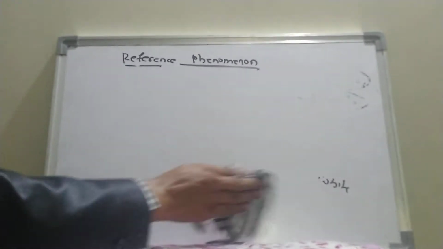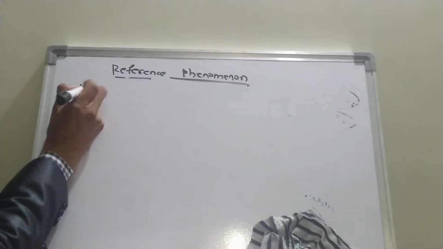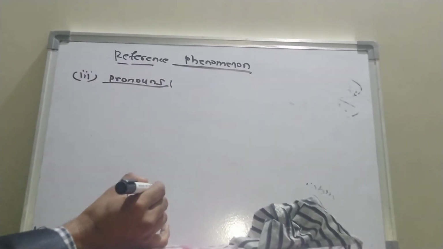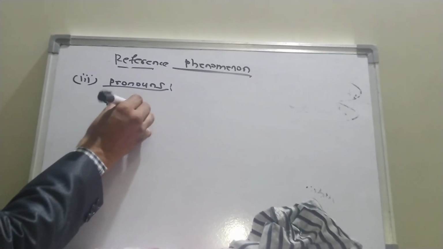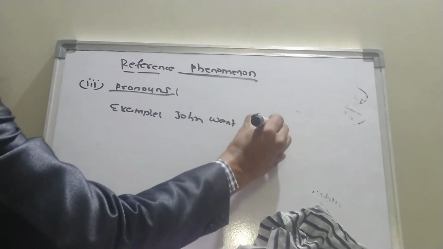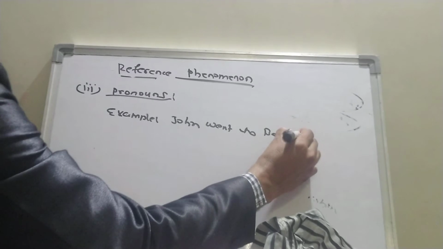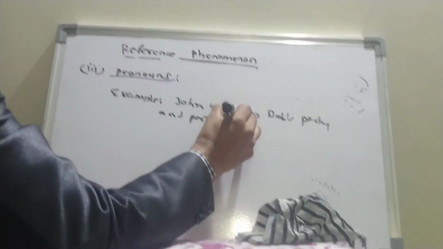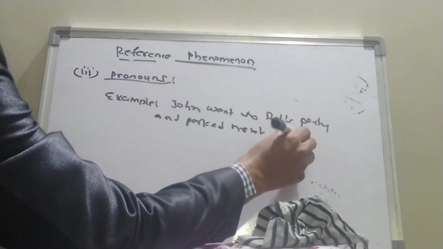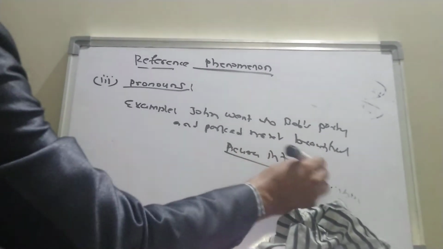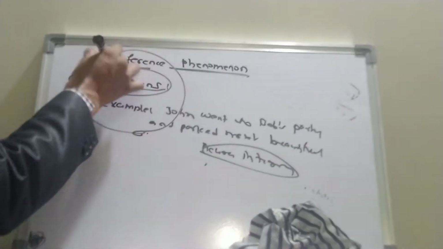The third one is pronouns. The third type of definite reference phenomenon, number 3, is equal to pronouns. Here the example is "John went to Bob's party, and parked next to a beautiful Acura Integra." So this is the pronoun case, and this will also create reference phenomena.